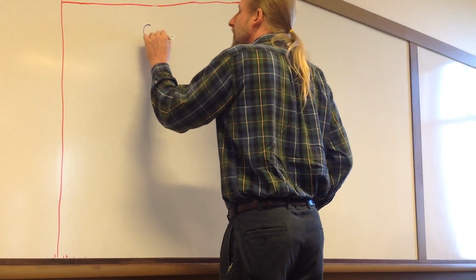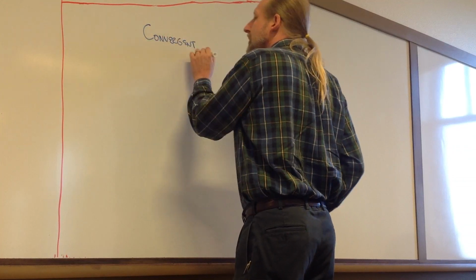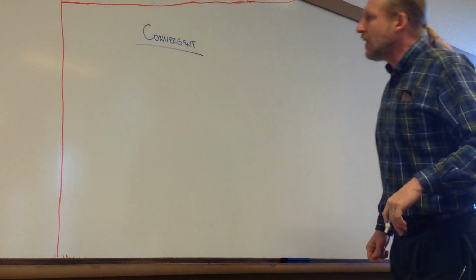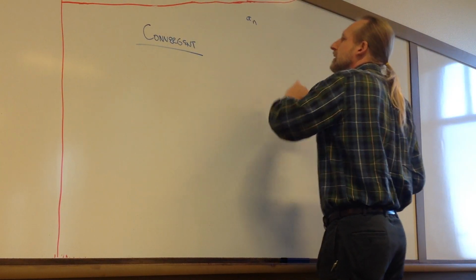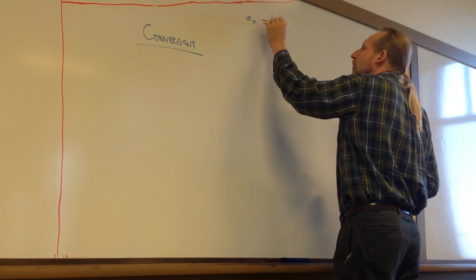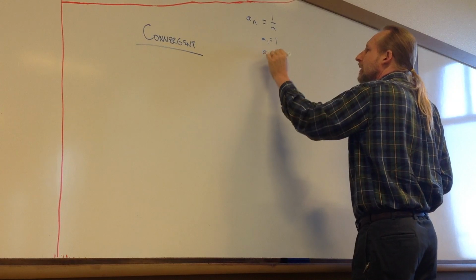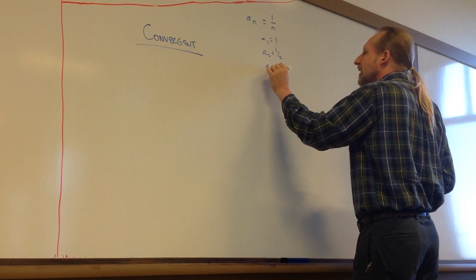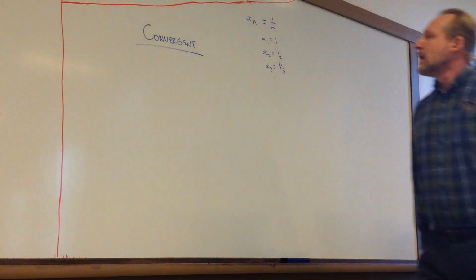If we're talking about a convergent sequence, then we're talking about a sequence in terms of a sub n. Let's say a sub n is 1 over n, right? So then a1 is 1, a2 is a half, a3 is a third, and so on, okay?